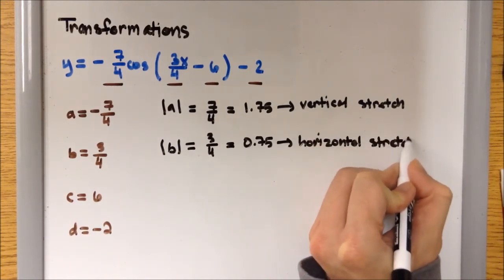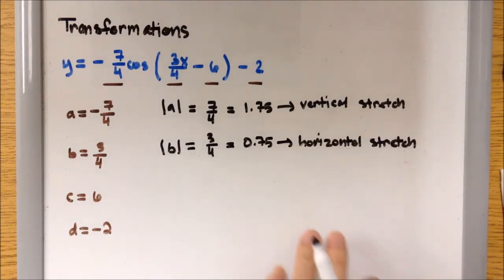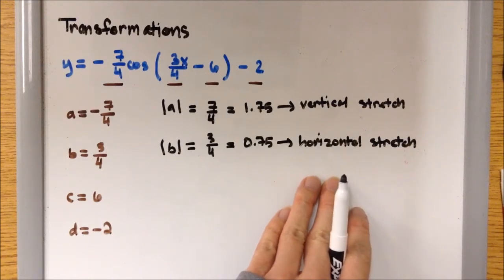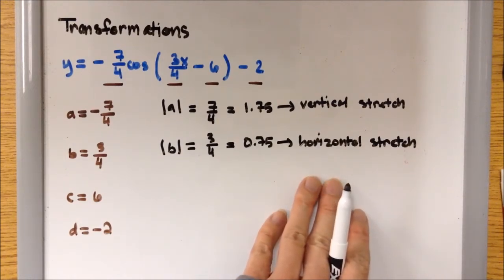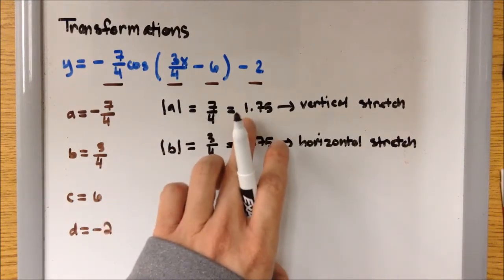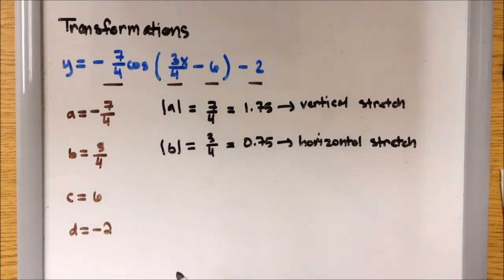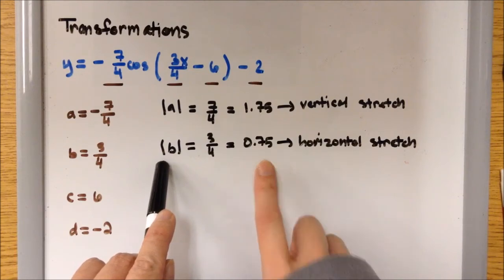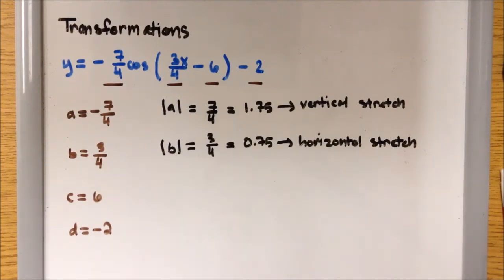So similar to the last example, where we had vertical and horizontal compress, in this one we had vertical and horizontal stretch. Again, it will not always be just like the examples here. If your A value is more than 1, it's going to be a vertical stretch. If your B value is between 0 and 1, it's going to be a horizontal stretch. So keep that in mind.